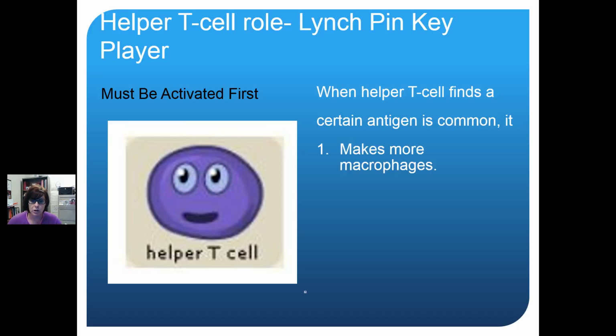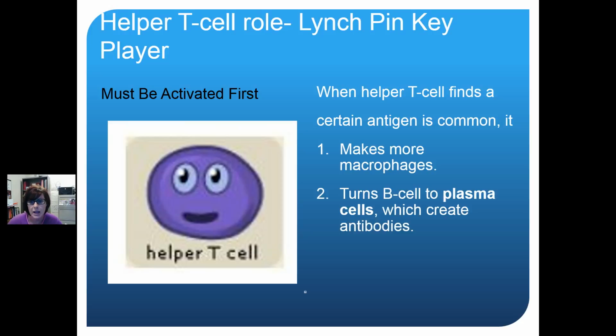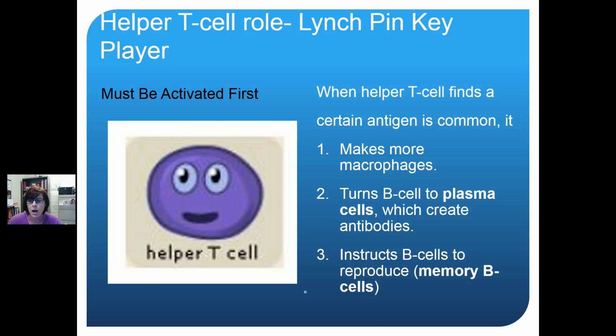When it does that, it triggers the body to quickly start producing more macrophages, because you need them. It's also going to tell the antibody-mediated response, which we often refer to as B cells, "Hey, B cells that match this antigen I've identified, we need you to start multiplying into plasma cells and start producing antibodies." These B cells won't do that unless the helper T cell tells them to. It will also tell some of those B cells to become what we call memory B cells, which we'll talk about in a few minutes.